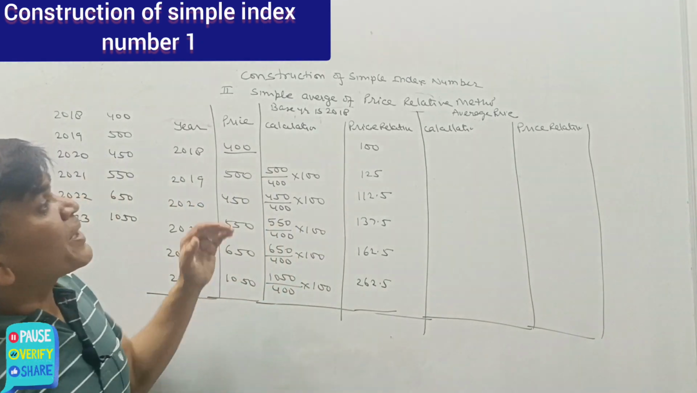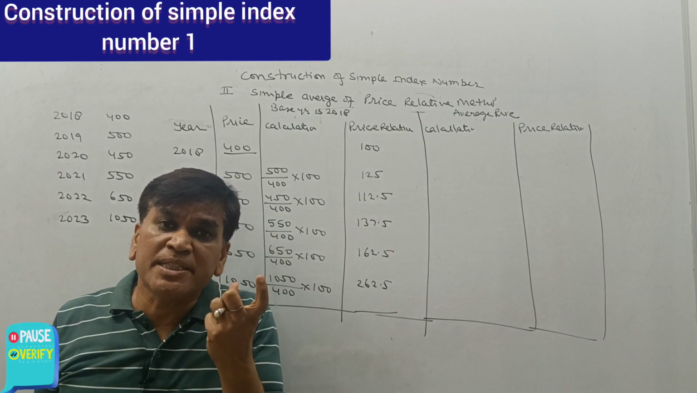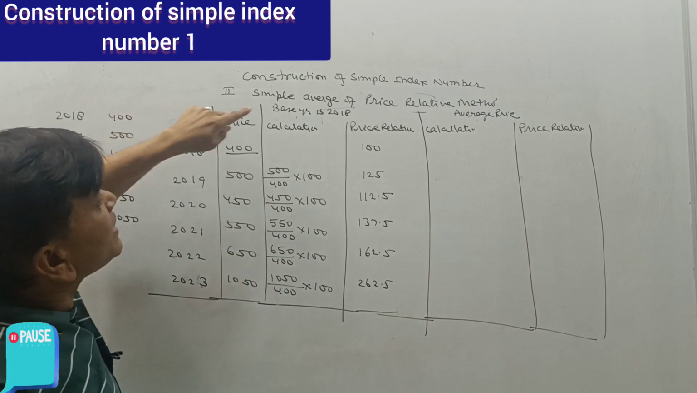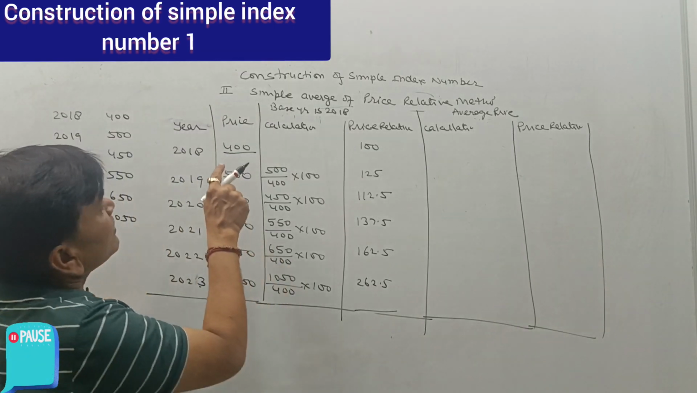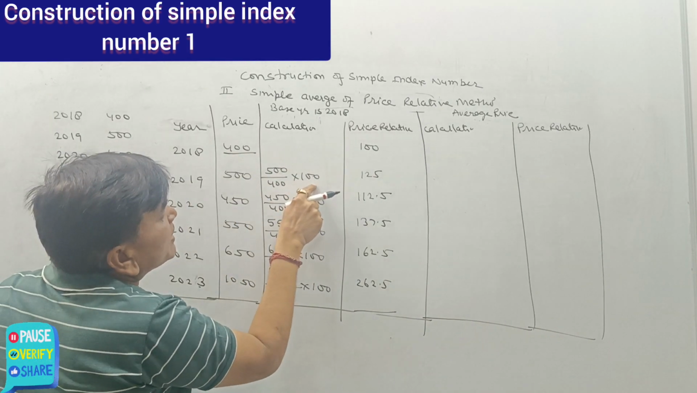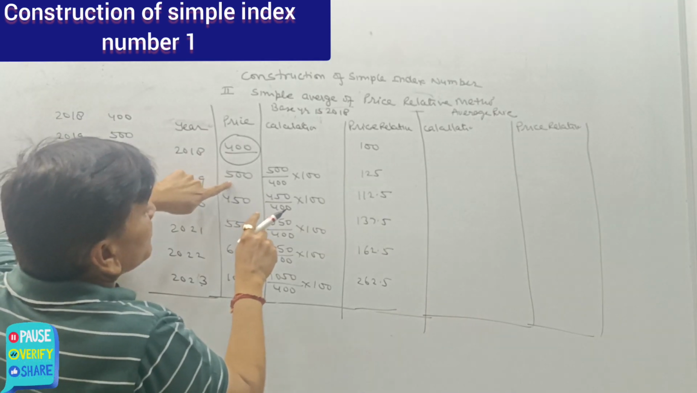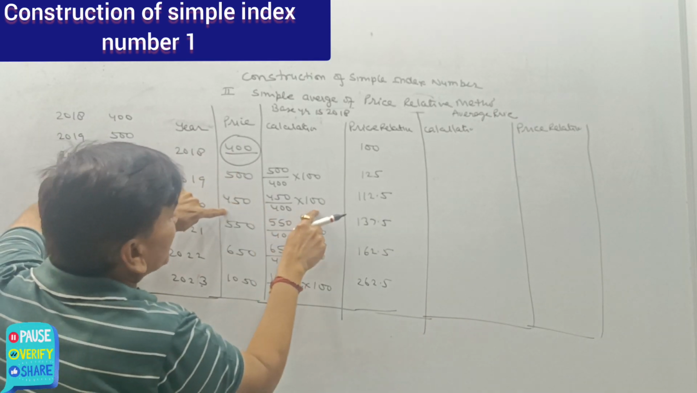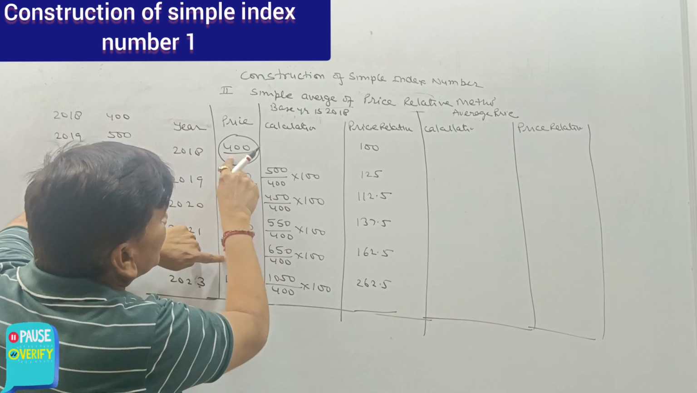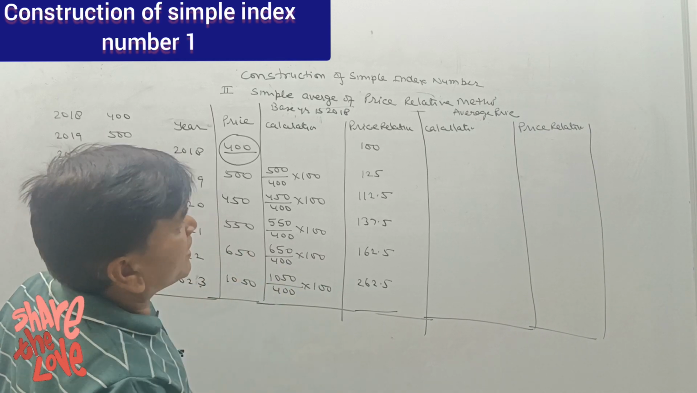So for the price relative method, we are having two types. One is fixed year based. So suppose 2018 is the fixed base year. So in the calculation, this is equal to 100. So 500 divided by 400 multiply by 100, because this is fixed. Now 450 divided by 400 multiply by 100, 550 divided by 400 multiply by 100, 650 divided by 400 multiply by 100, 1050 divided by 400 multiply by 100.